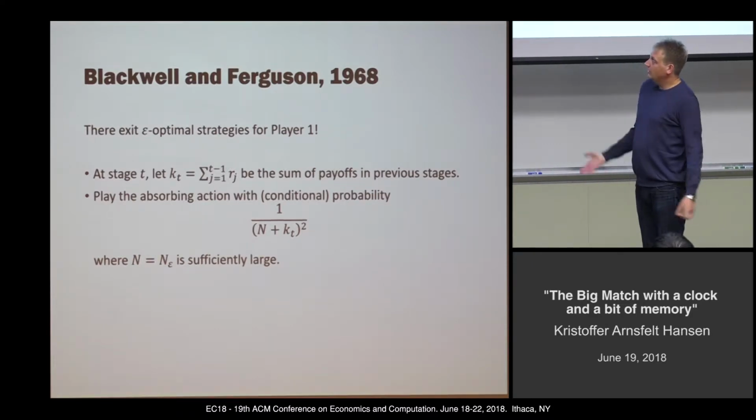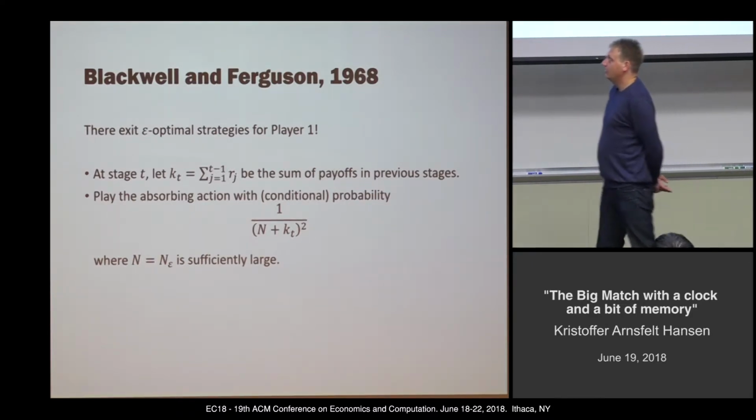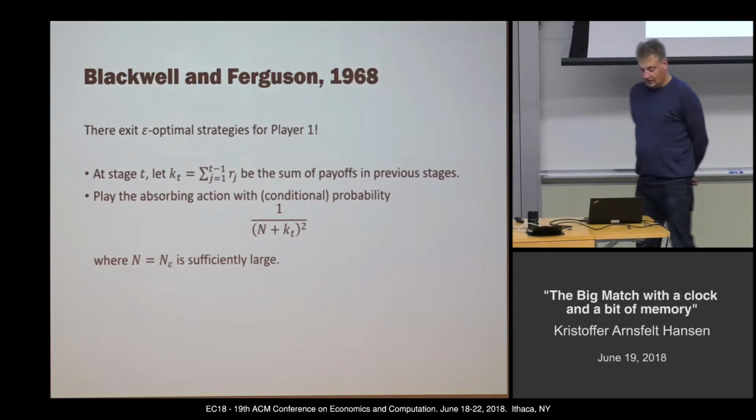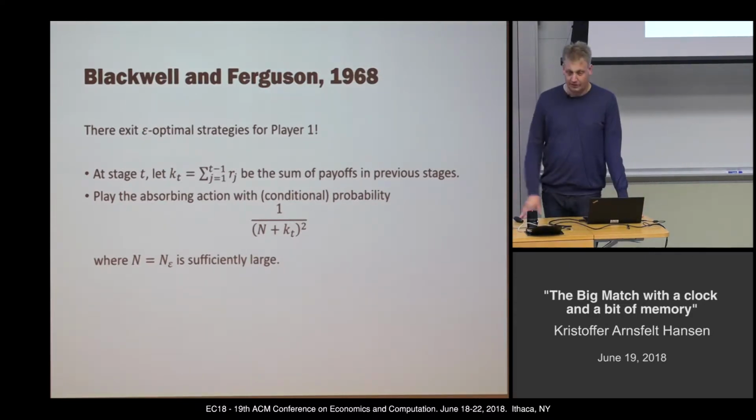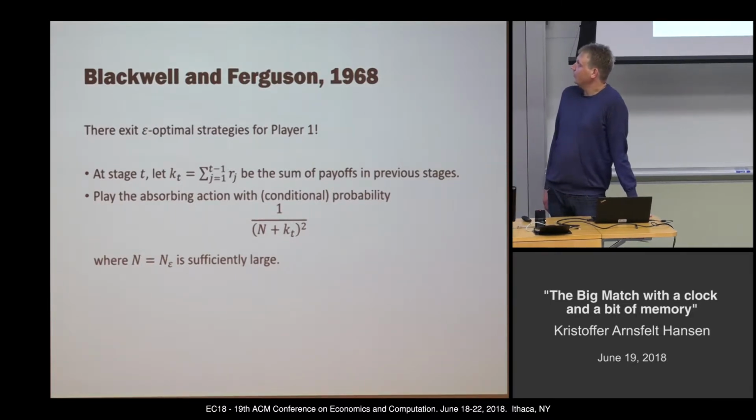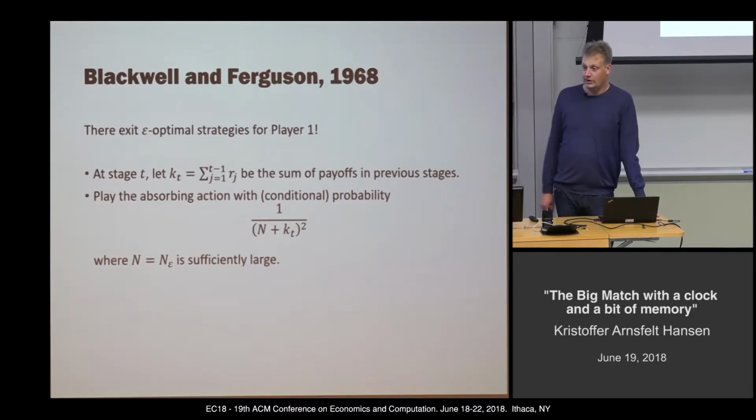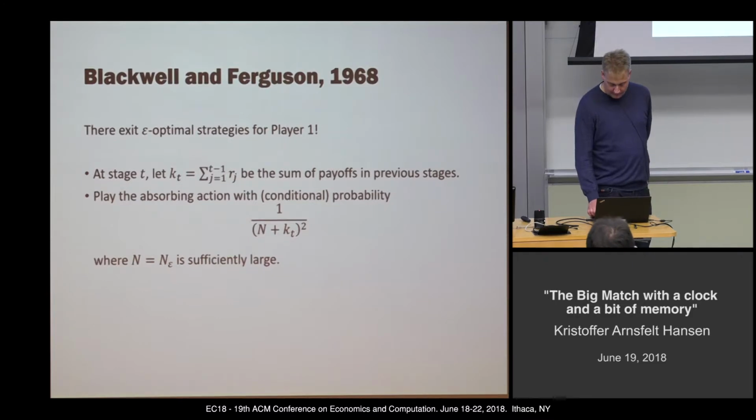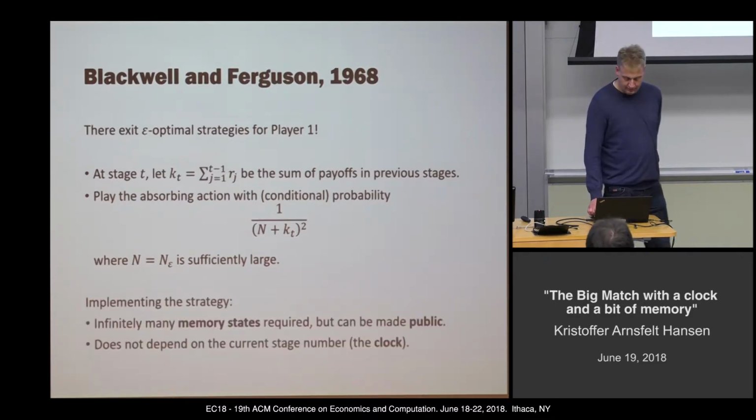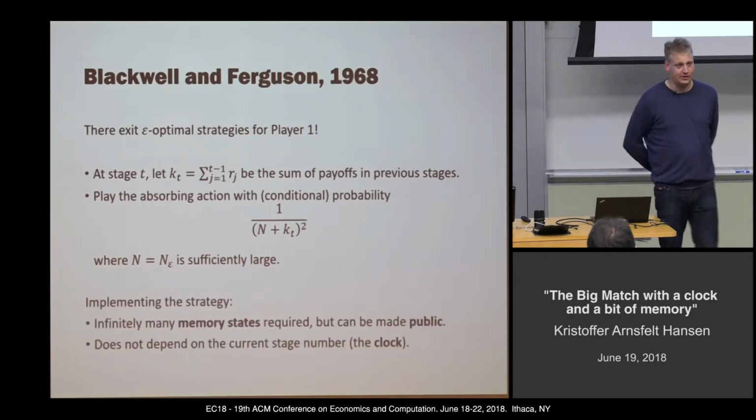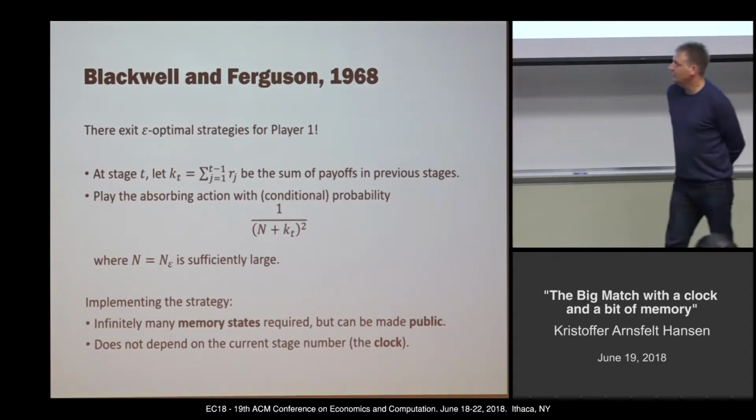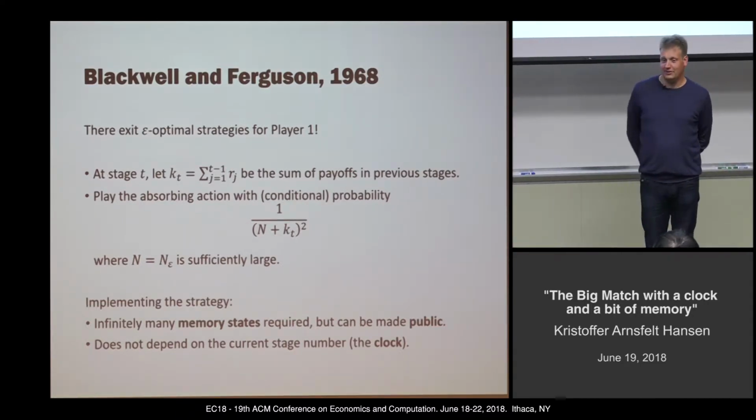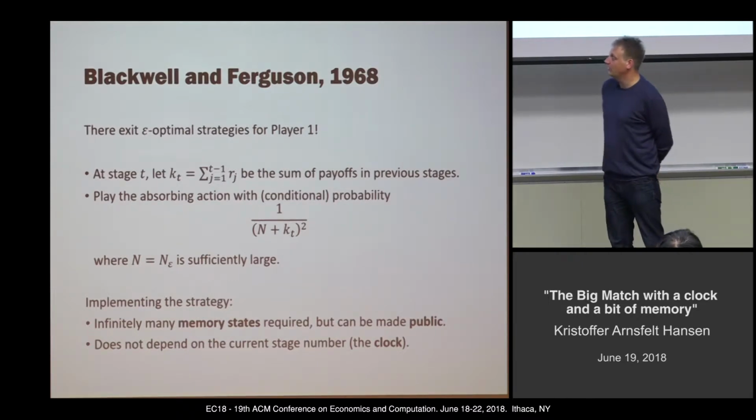So one epsilon optimal strategy is to play with probability 1 divided by n plus the current sum of payoffs, everything squared, and n determines what epsilon you can achieve, so make n a really large number. That requires some work to actually show that it works, and I think it's quite surprising a priori that it actually works out.